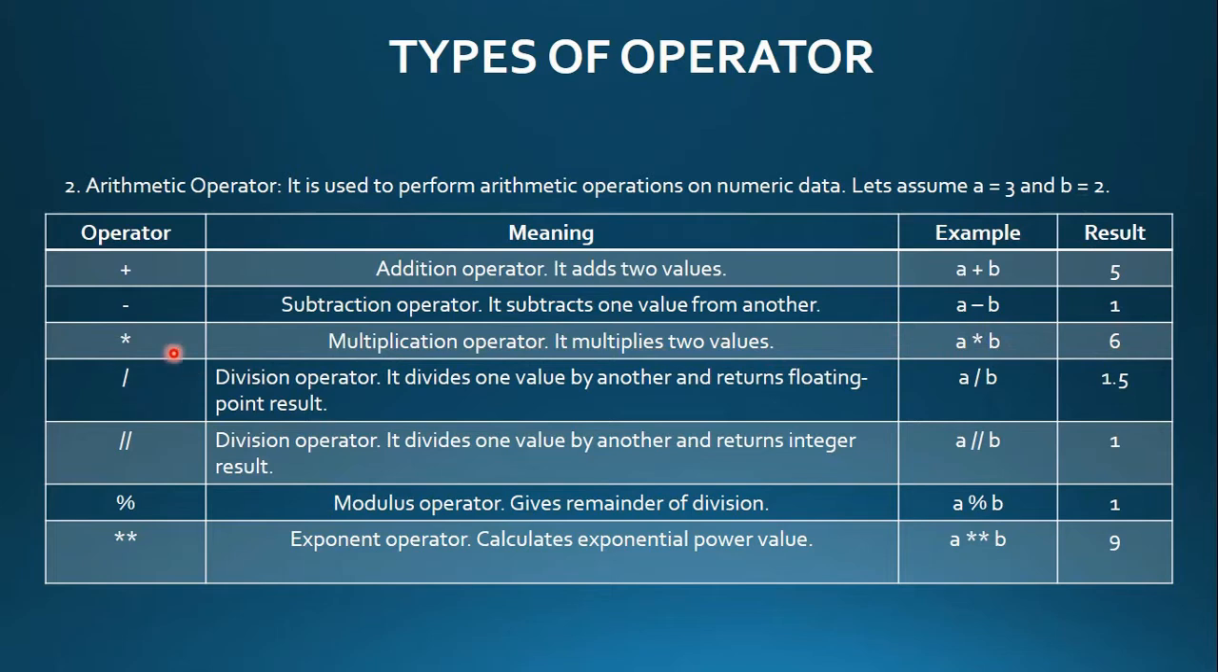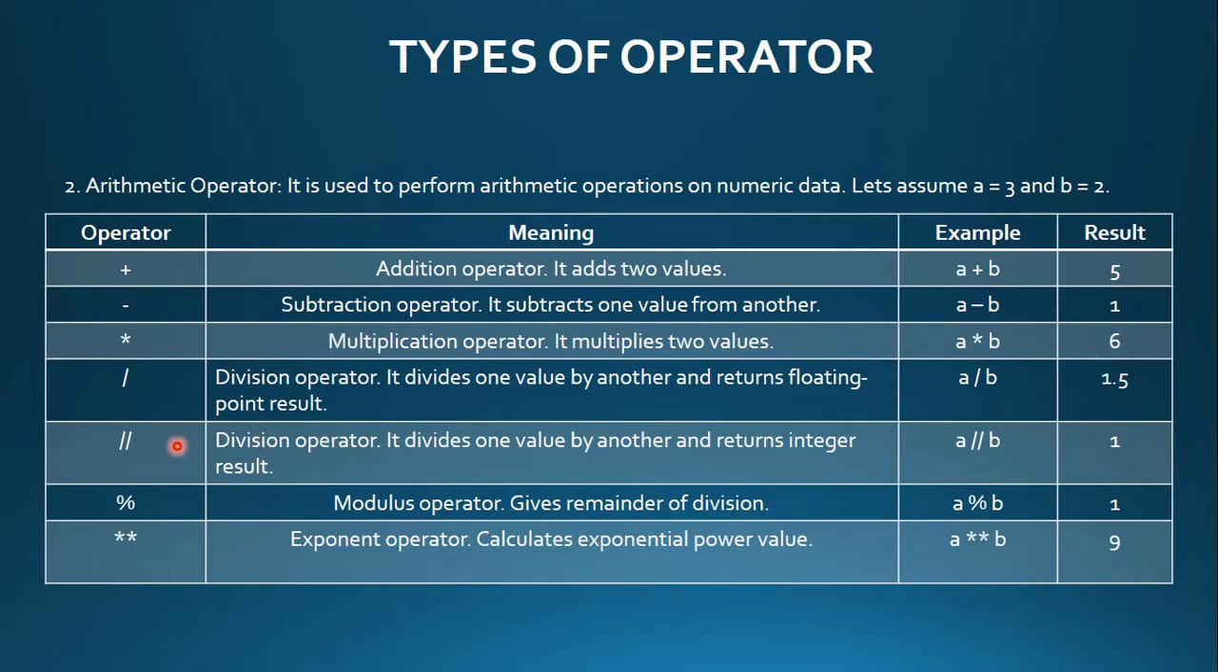Next one is the division operator. Division operator divides one value by another and returns a floating point result. Be very careful about it. It will always return a floating point result. That means you have some value after the decimal point. Let's see the example. If you write a divide b in the Python console, what will it return? It will return 1.5. It will not return 1, it will return 1.5.